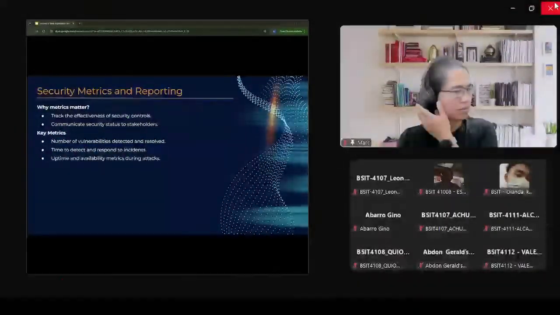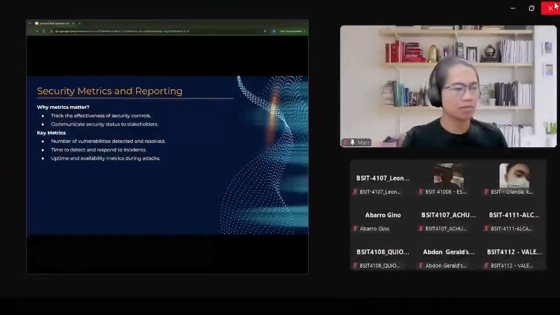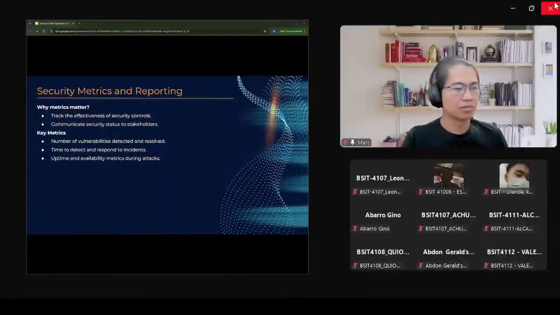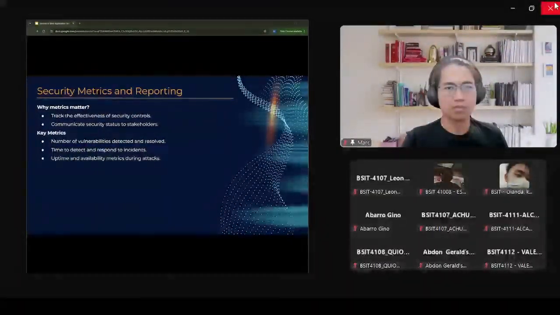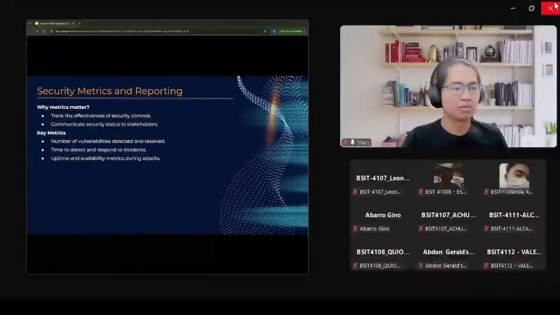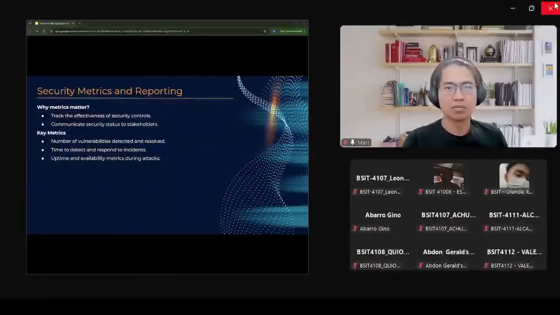The second metric is time to detect and respond to incidents, your MTTD or MTTR. MTTD, or mean time to detect, measures how quickly security teams identify a threat. Mean time to respond, or MTTR, tracks how quickly incidents are contained and resolved. Lower MTTD and MTTR values indicate more efficient incident response processes. As an example, regular reviews of these metrics helped an e-commerce platform reduce its MTTD for phishing attempts by 40%, drastically improving user safety.